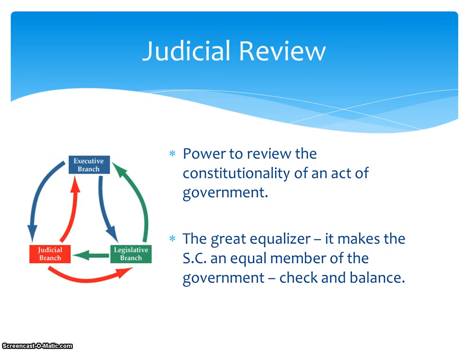Judicial review is really the big power of the judicial branch, and that is the power to review the constitutionality of an act of government. So let's say the legislative branch writes a law. If they write a law, the judicial branch can review that law and make sure it's constitutional. If it's not, then they exercise their power by declaring it unconstitutional and the law is null and void. If the executive branch issues an executive order, the judicial branch can review it and determine if it is constitutional or not.